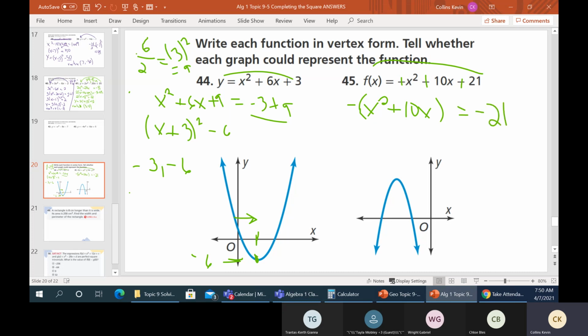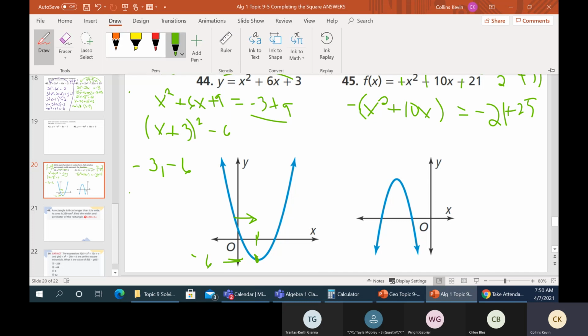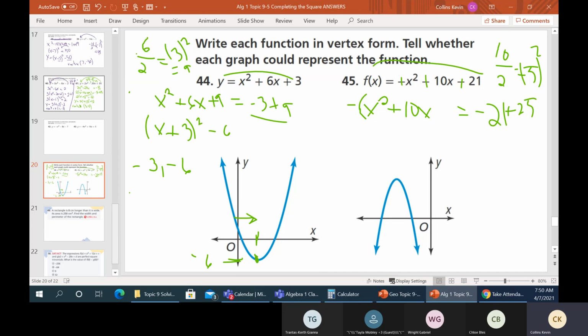Okay. So then same thing, we're going to take 10 divided by 2, that's 5. Square the 5, that's 25. So I'm going to add a 25 here conveniently, and add a 25 here. Hang on, I put my parenthesis too close. And I'm going to add 25 here.